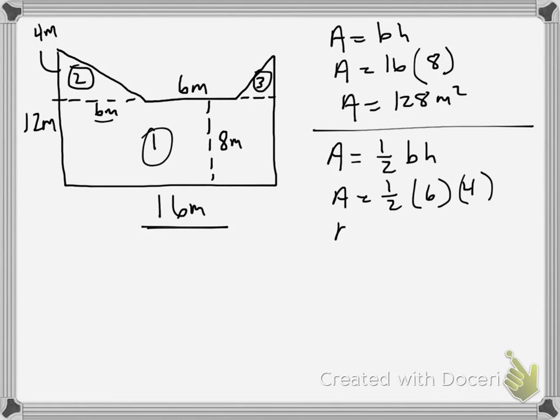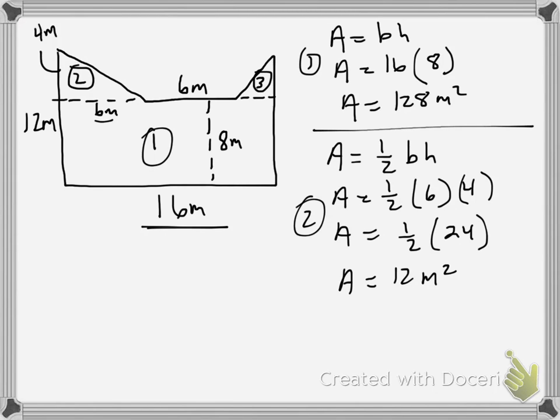And here I can just multiply straight across, or do whatever you want first. 6 times 4 is 24. Maybe you see that first. So now I need to do half times 24, or half of 24, which is 12 meters squared. So that was my area of shape number 2.